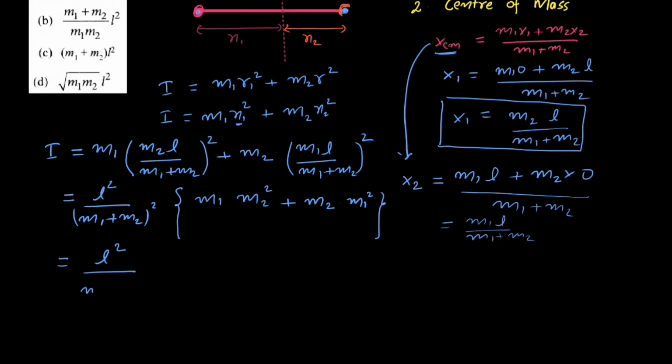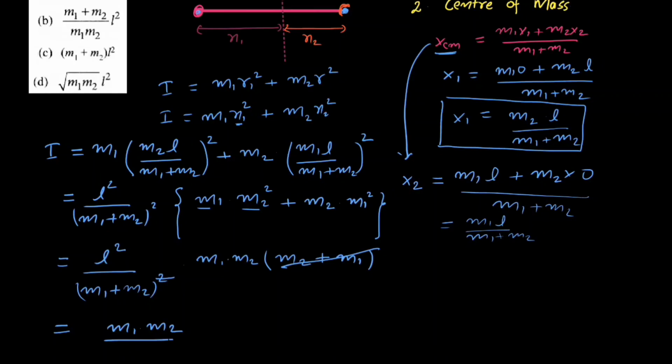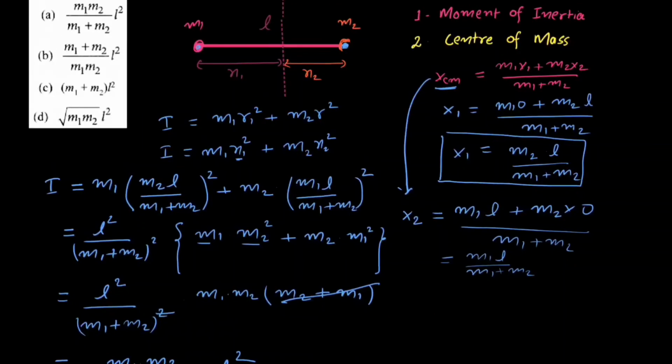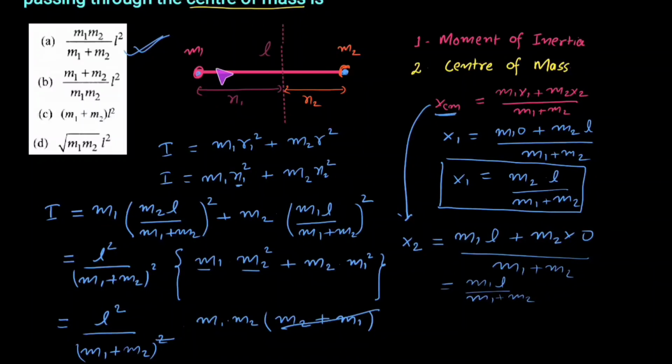On further simplification, I will get m1 plus m2 whole square, and here as we can see that m1 into m2 is common, so this would be m1 into m2. Here we will get m2, here we will get m1. This m1 plus m2 will cancel one term. In the numerator we will have m1 into m2 divided by m1 plus m2 into L square. So this is going to be our answer, and if you match our answer with the options given, option number A would be the correct one.